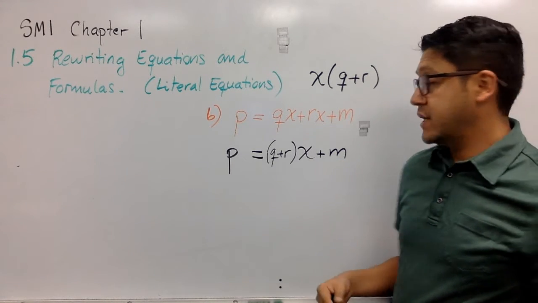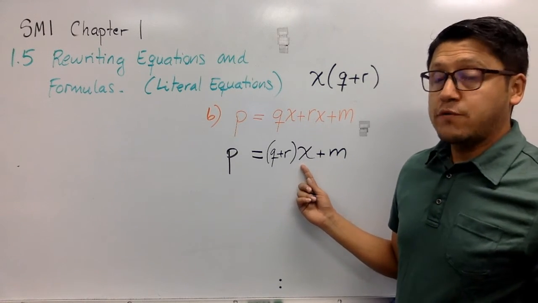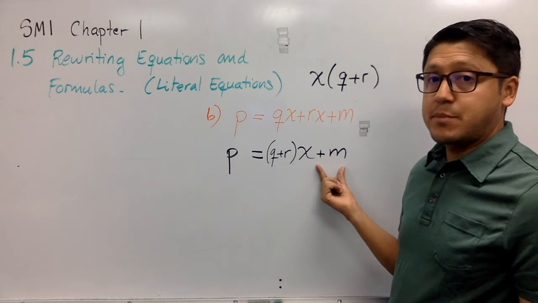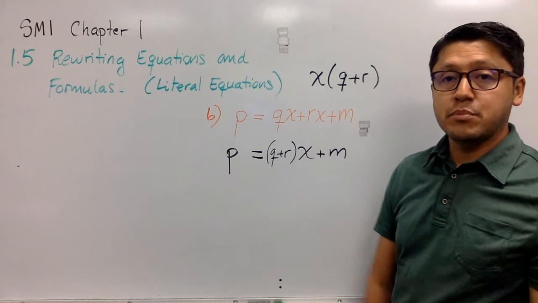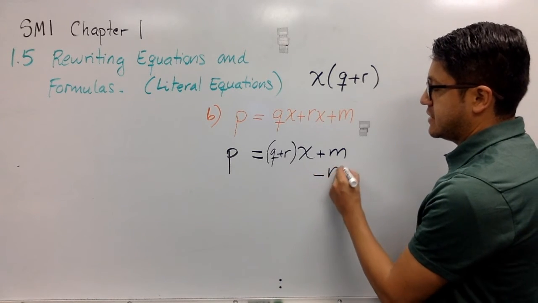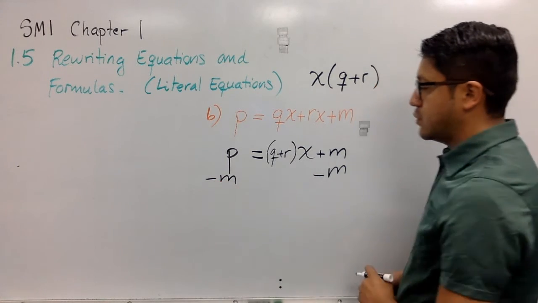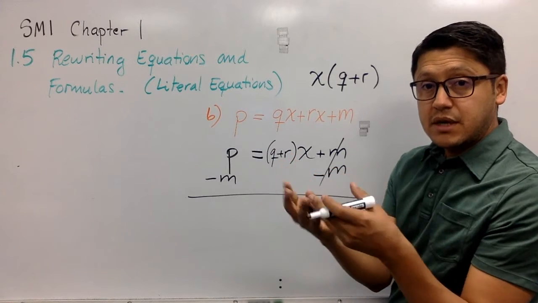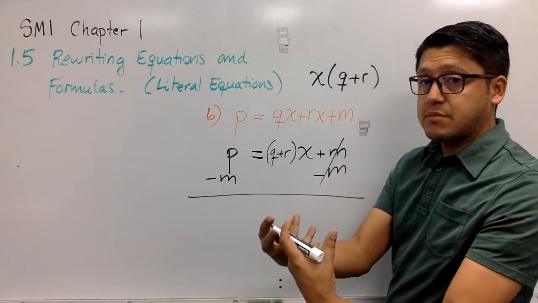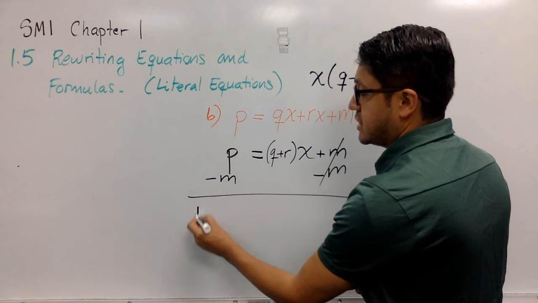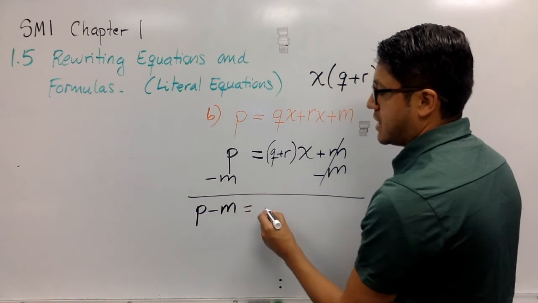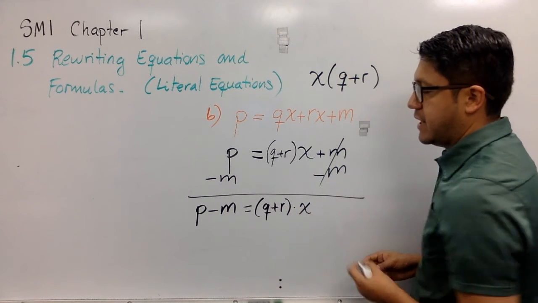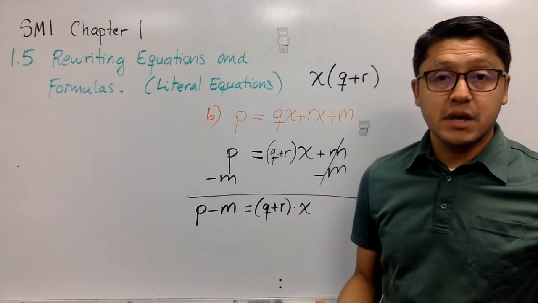Now what I can do now is the variable I want to solve for has this coefficient and this number adding, and we just follow the process. We subtract m on both sides, and let's see what we get. Here it is canceled, but p minus m cannot be simplified any further. They cannot be combined because they're not like terms, so I just keep p minus m equals q plus r that multiply x. Now what is the final step here?